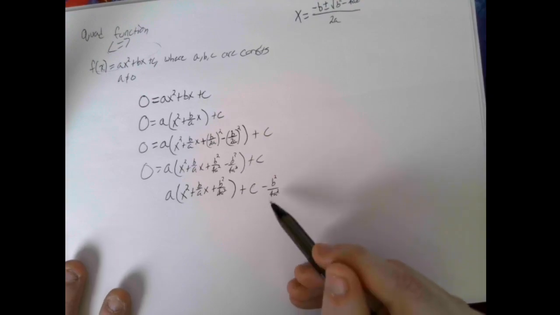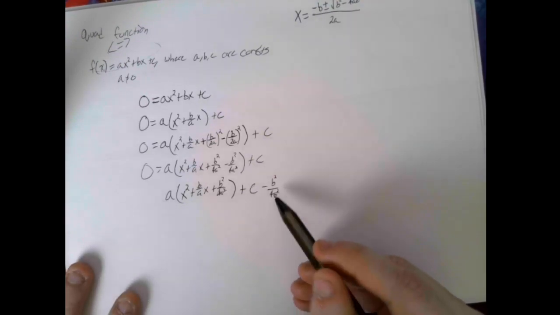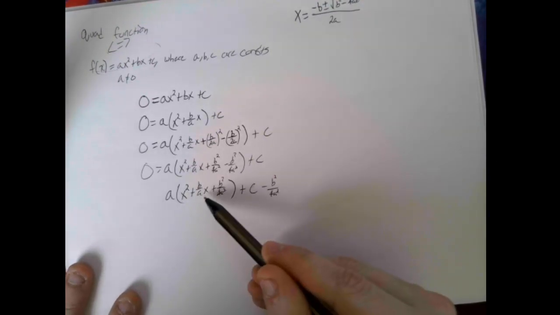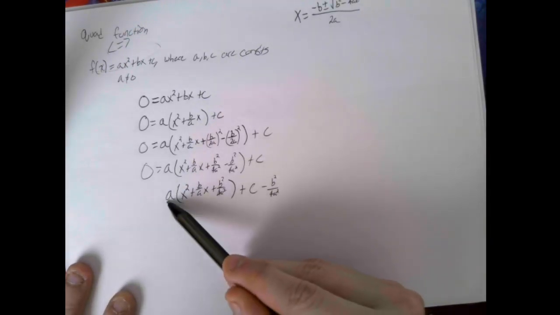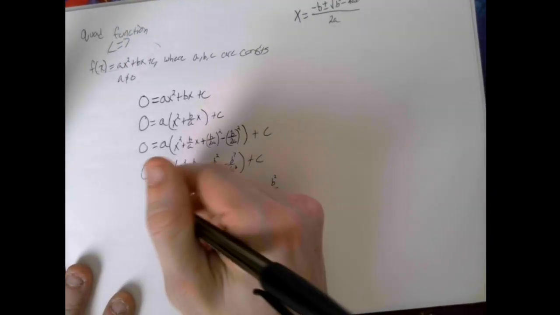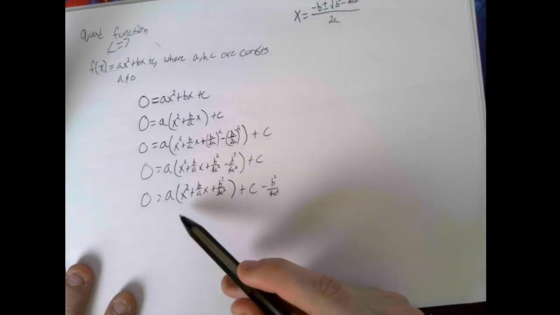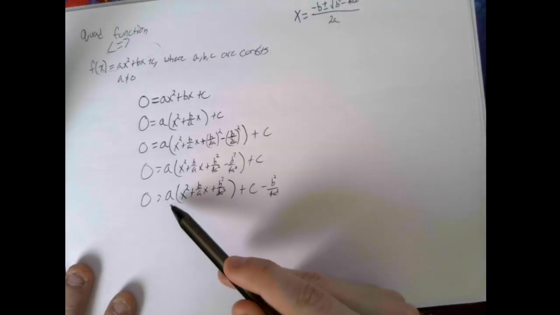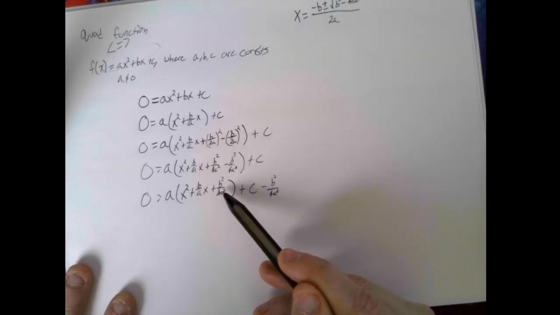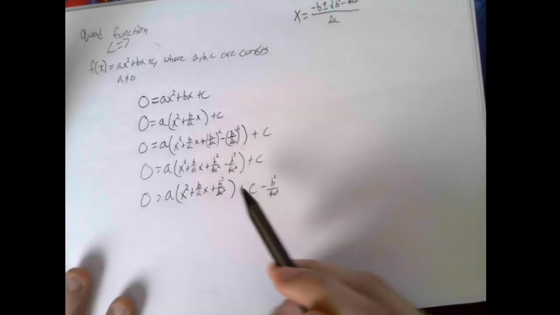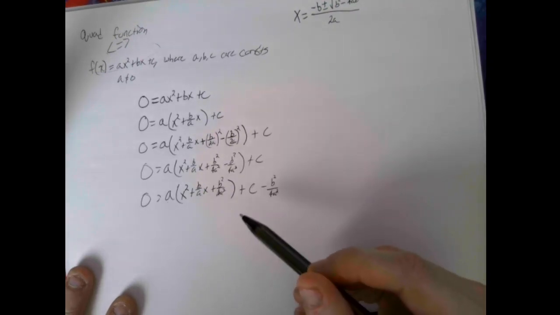But we're not done with that yet, because since we took it out of this area here in the parentheses, we have to distribute that a back in. Maybe this is equal to 0. And we have to distribute that a back in, because here, this a belongs to all these terms in here, but if we take one out, we have to put the a back in.